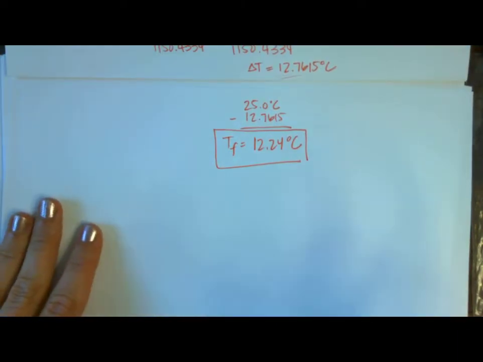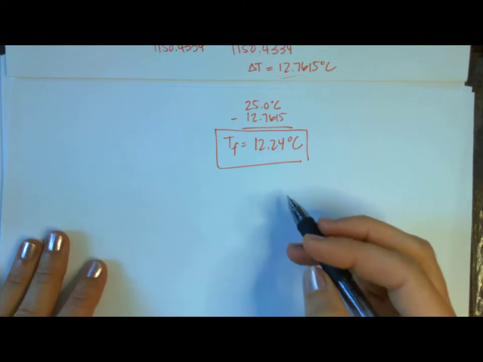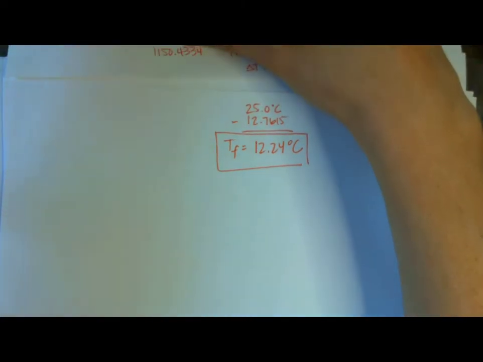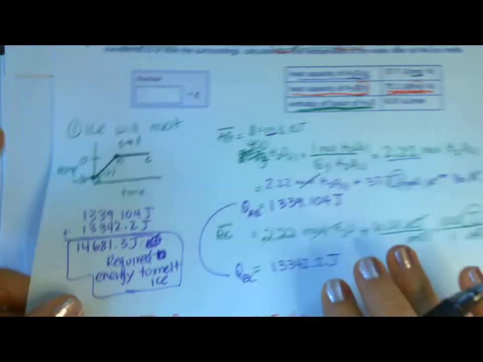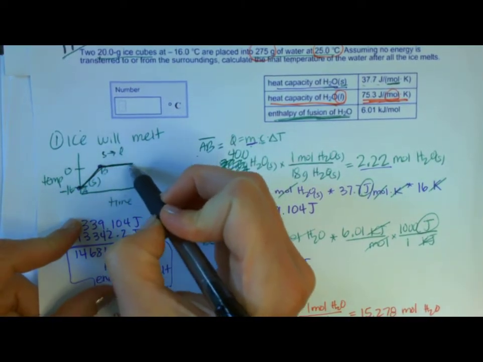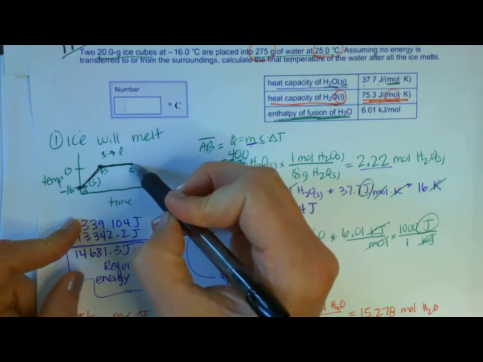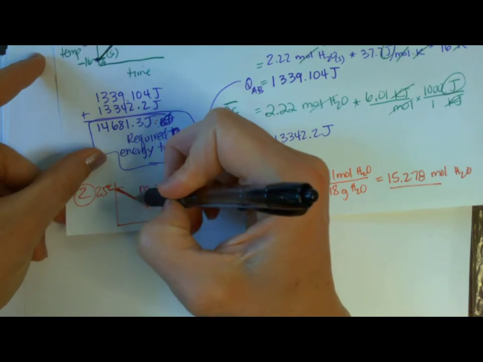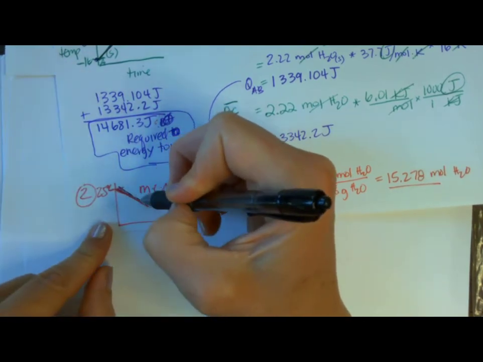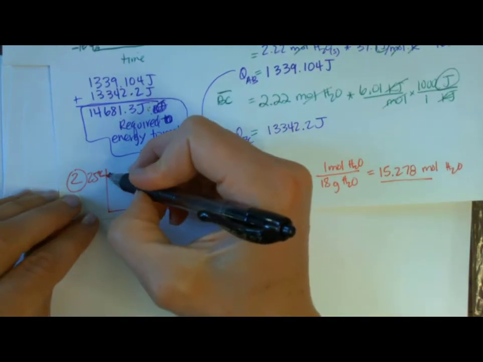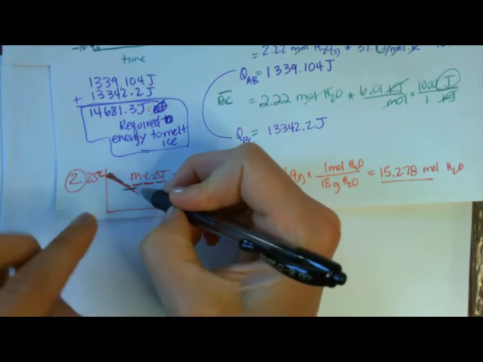Okay, but we're not done because as of right now, we have melted the ice. The ice has now become all liquid. The ice is at 0 degrees. We have cooled the water at some point to, let's see, what did we say, 12.24 degrees. So we've gone from 25 to 12 just by adding that ice.